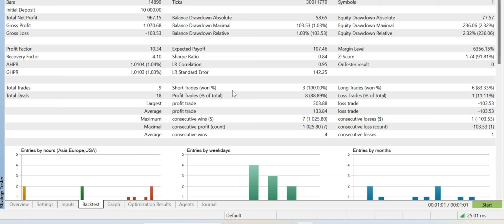Let's see. I tested it with a low amount of lot size here. I could have tested it with a higher lot size because the drawdown is just 1%. The drawdown and profit ratio is great because the profit is 10% and drawdown just 1%. This is why our factors are crazy, like profit factor 10. So yeah, we have some profitable trades, 88%. The largest profit trade is $300 and the largest loss trade is just $100.